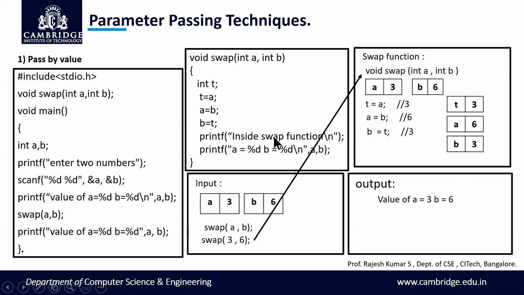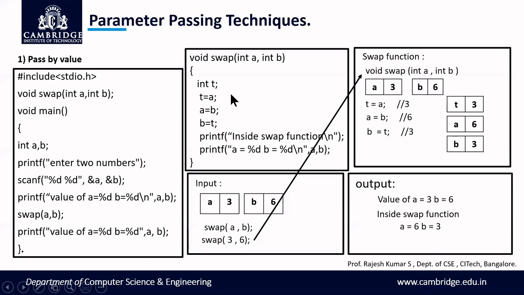Now inside the swap function, I'm just printing the a and b values. Initially, when I entered this function, the value of a was 3 and b was 6, but after performing all these operations, a became 6 and b became 3. So when I print this, it will print a is equal to 6, b is equal to 3.